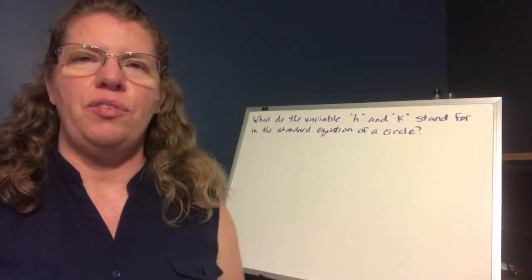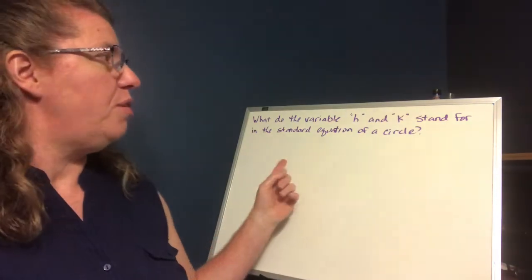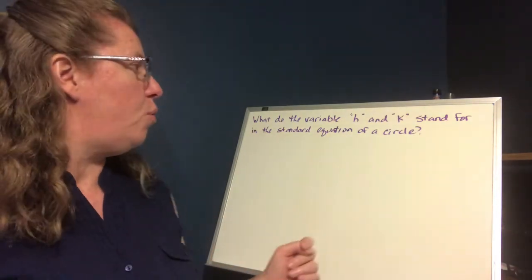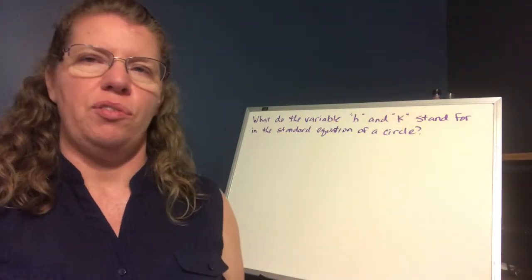All right, ready for question 2. What do the variables h and k stand for in the standard equation of a circle?